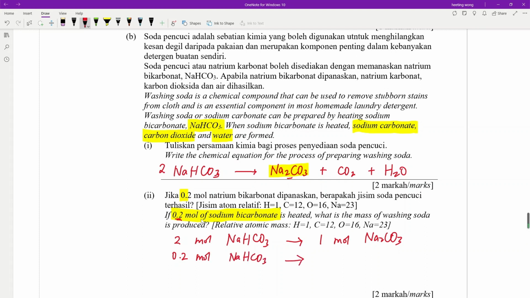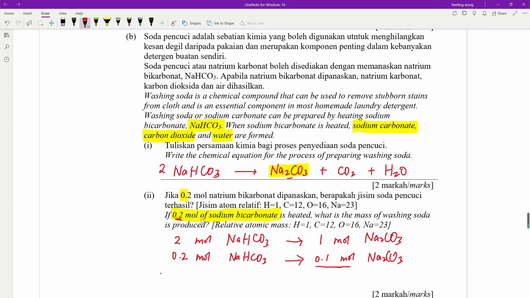Now if we have only 0.2 mole of sodium bicarbonate, what is the mole? 2 to 1 means half, right? If you cannot directly see the answer, you can use cross multiply. So you get 0.1 mole of sodium carbonate. Here the mole is 0.1, not 0.2, because of the mole ratio.